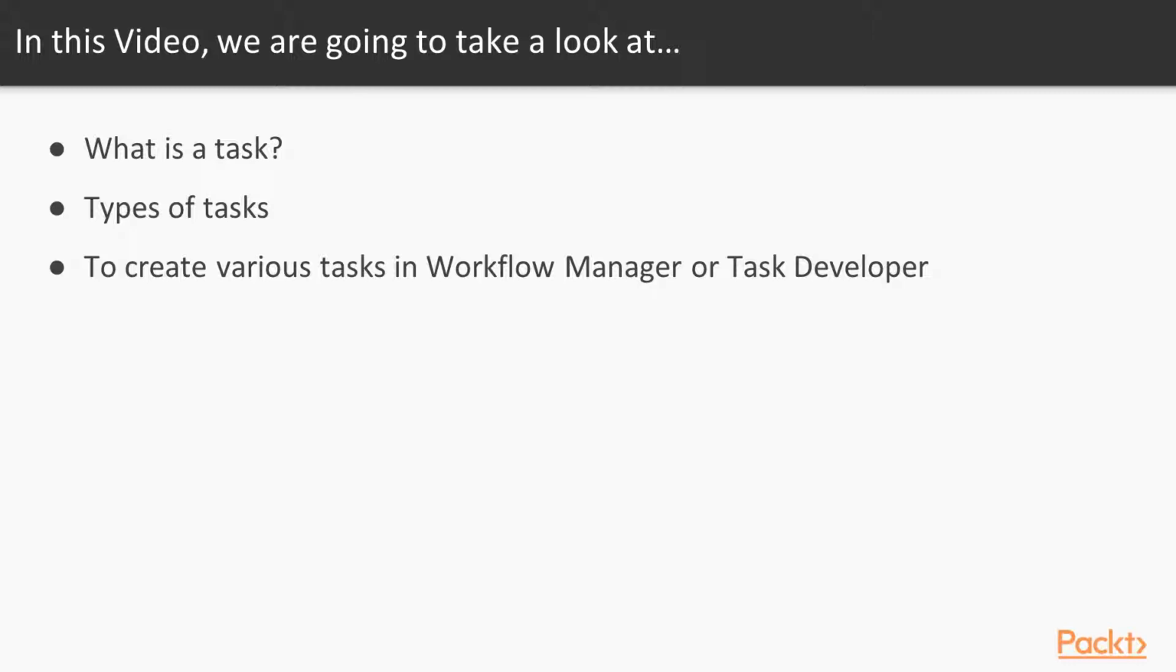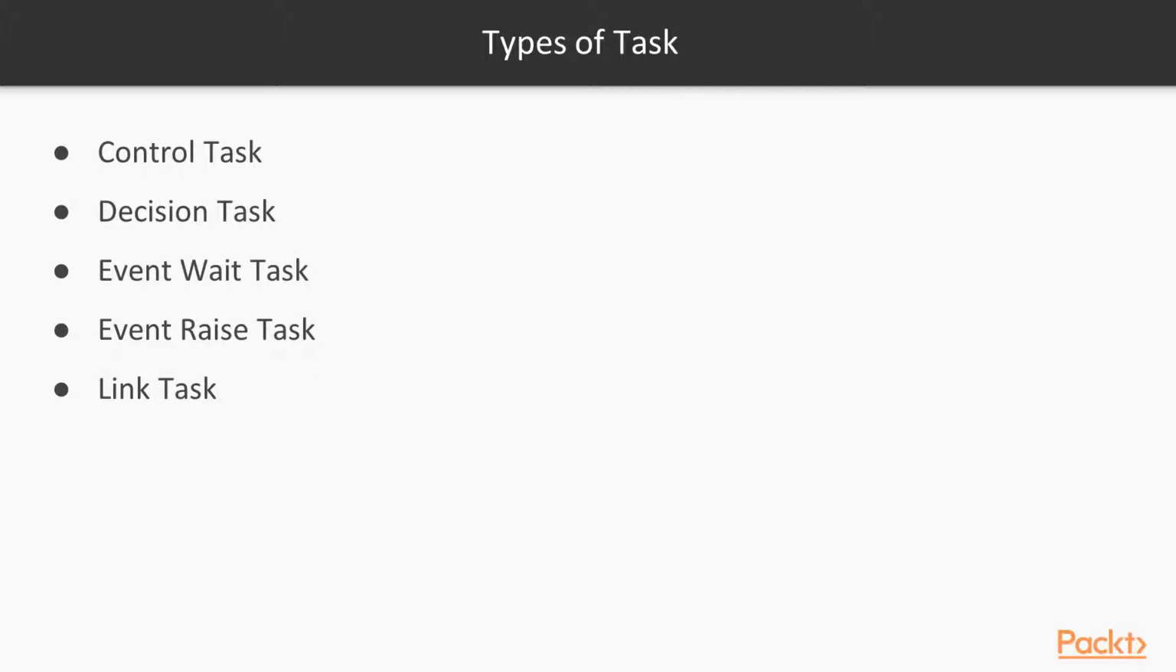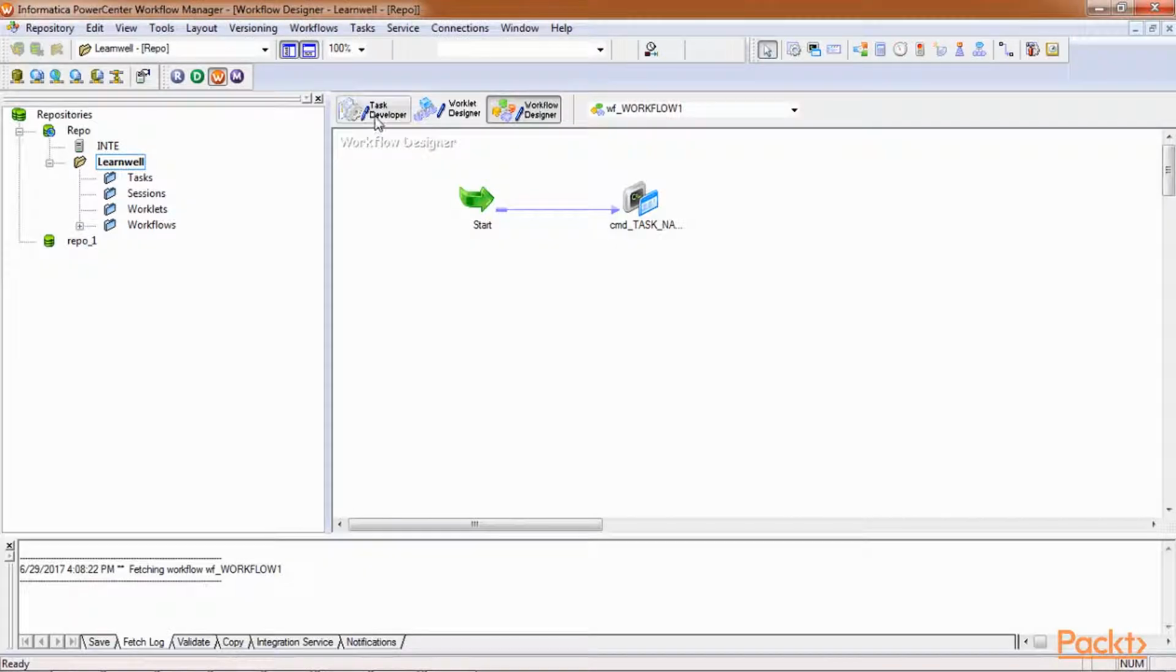Types of tasks. Now we're going to learn what a task is, the types of tasks, and how to create various tasks in Workflow Manager or Task Developer. Starting with various tasks, tasks are basic building blocks of workflows. Every task has a different functionality, as every transformation in Designer. We need to use a task per our requirement in a workflow or worklet. Tasks can be created as reusable or non-reusable components. You could create a reusable task in Task Developer and a non-reusable task in Workflow Manager.